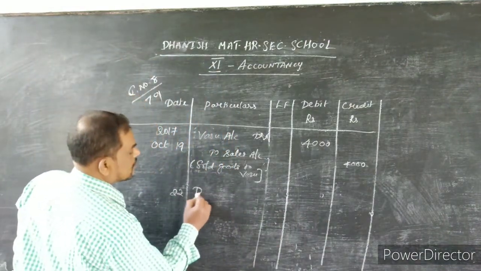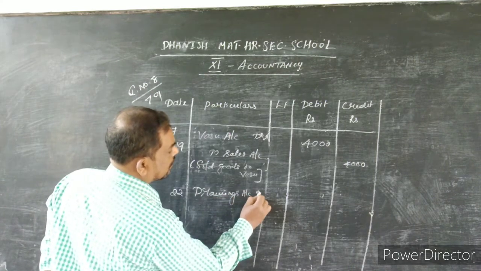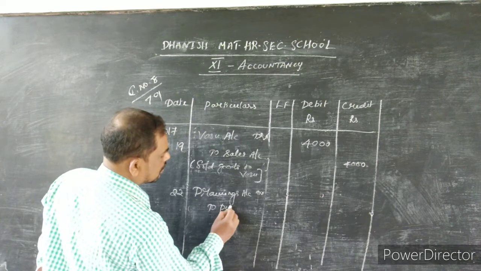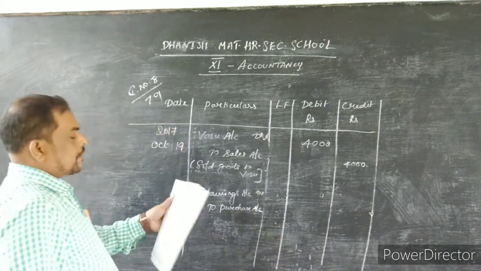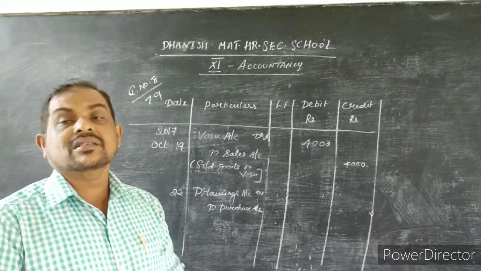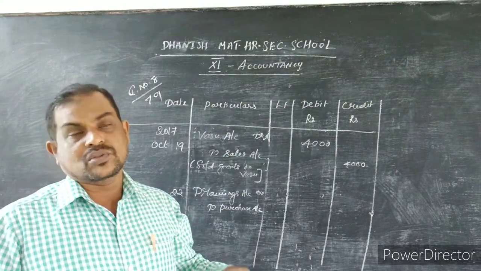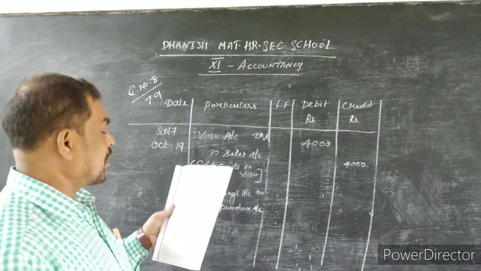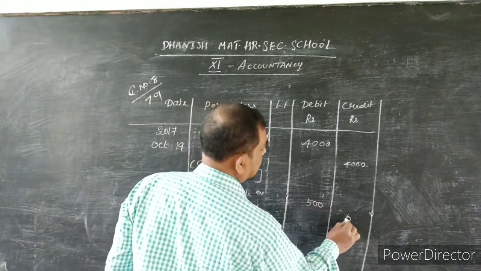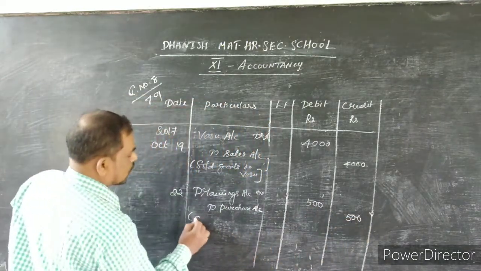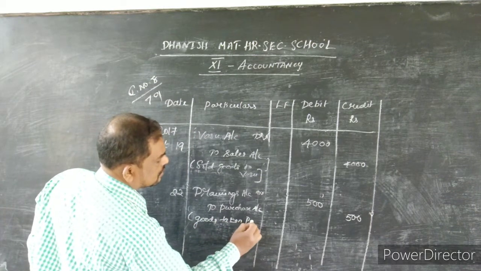So drawings account debit to purchase account. Why will the purchase account come on the credit side? Because from the purchases only, he has taken some goods. So the purchase account will be credited. What is the amount? Rupees 500 will be the drawings. Goods taken for personal use.